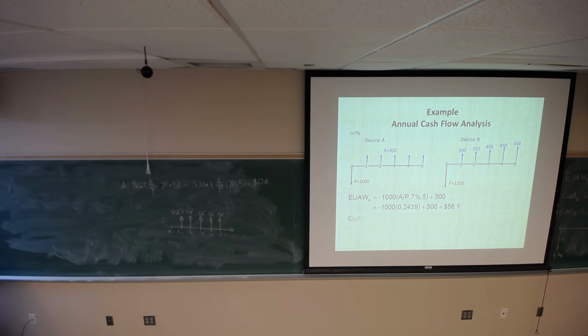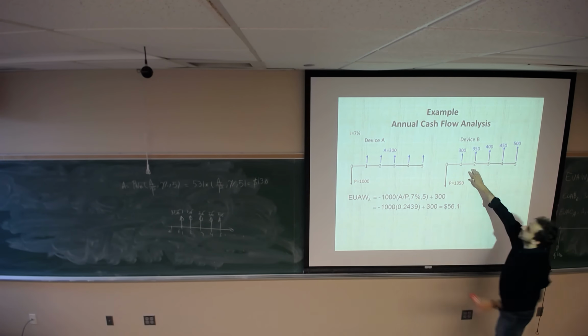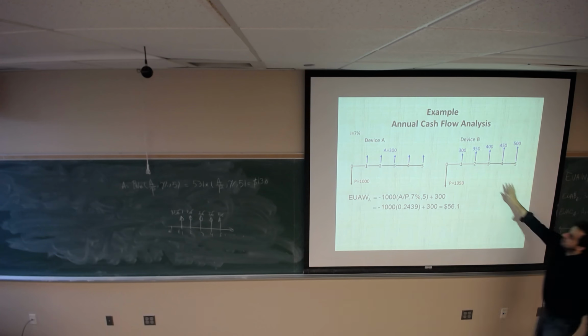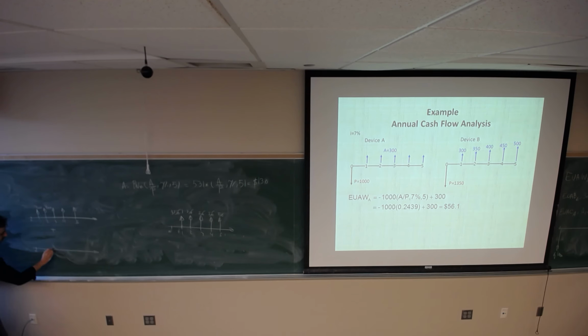Use the same thing for device B. I just did it in the previous example. The difference between them is 50. So you break it into two cash flow diagrams. $300 plus $100, 150, and 200. Uniform series of the payments.